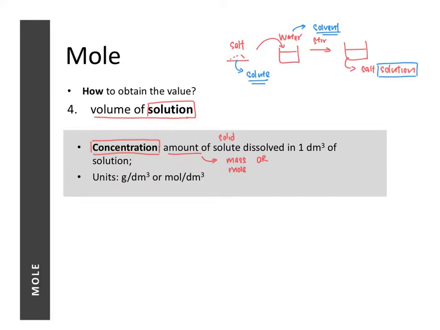Therefore, there are two units that we can use for concentration. If we are talking about the mass of solid, then it's grams per dm cube. If we are talking about number of moles of the solid, it is mole per dm cube.